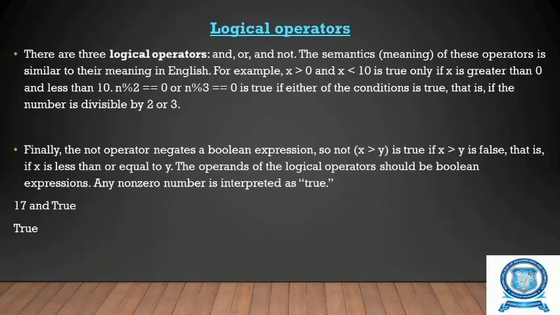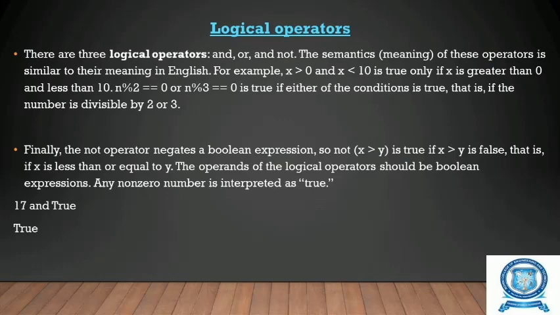In the case of n modulo 2 equal to 0 or n modulo 3 equal to 0, it is true if either condition is true, that is, if the number is divisible by 2 or 3. Finally, the not operator negates a Boolean expression. So not of x greater than y is true if x greater than y is false, that is, if x is less than or equal to y.